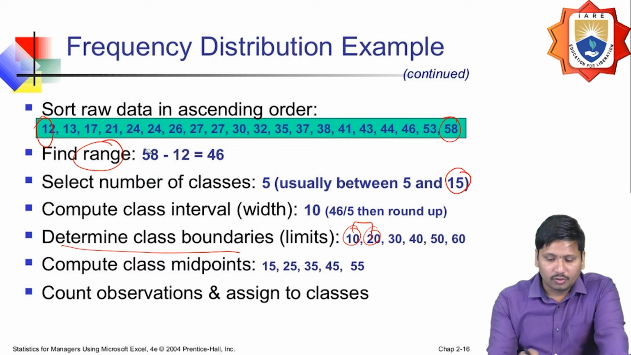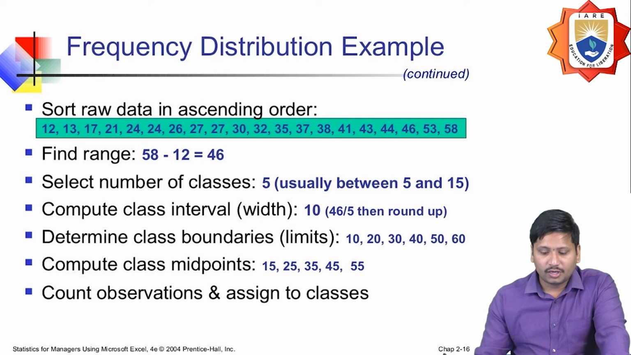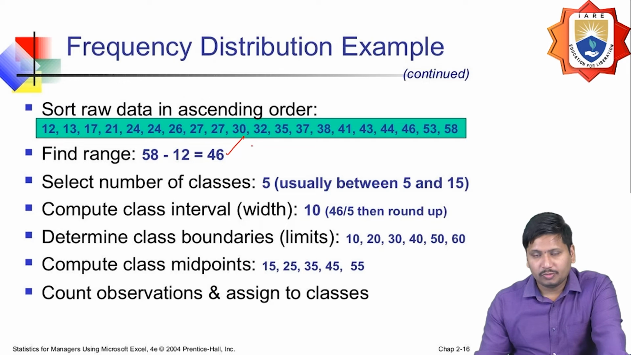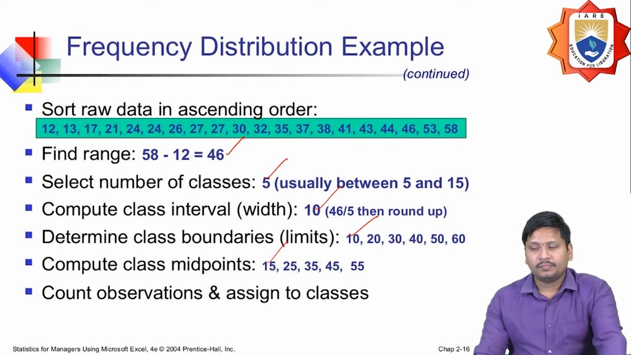So once data comes, first of all you have to arrange it into ascending order. After that, you have to first find the range, maximum value minus minimum value, and select the number of classes, and compute the class interval, and determine the class boundaries, and compute the class midpoints.